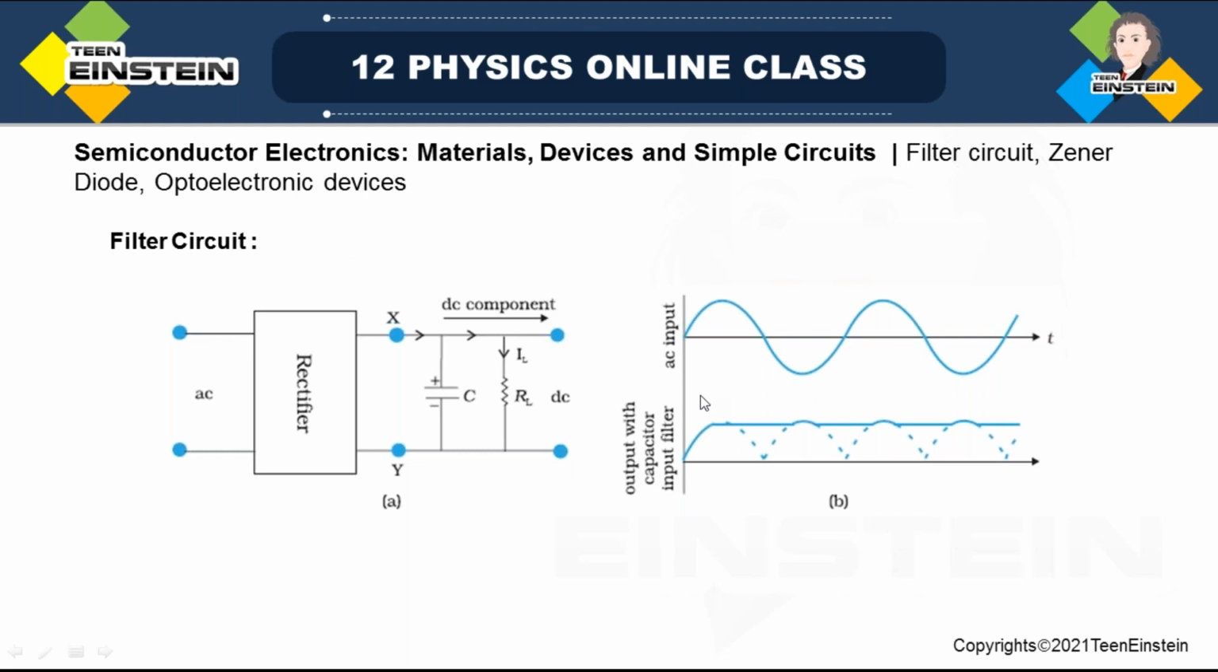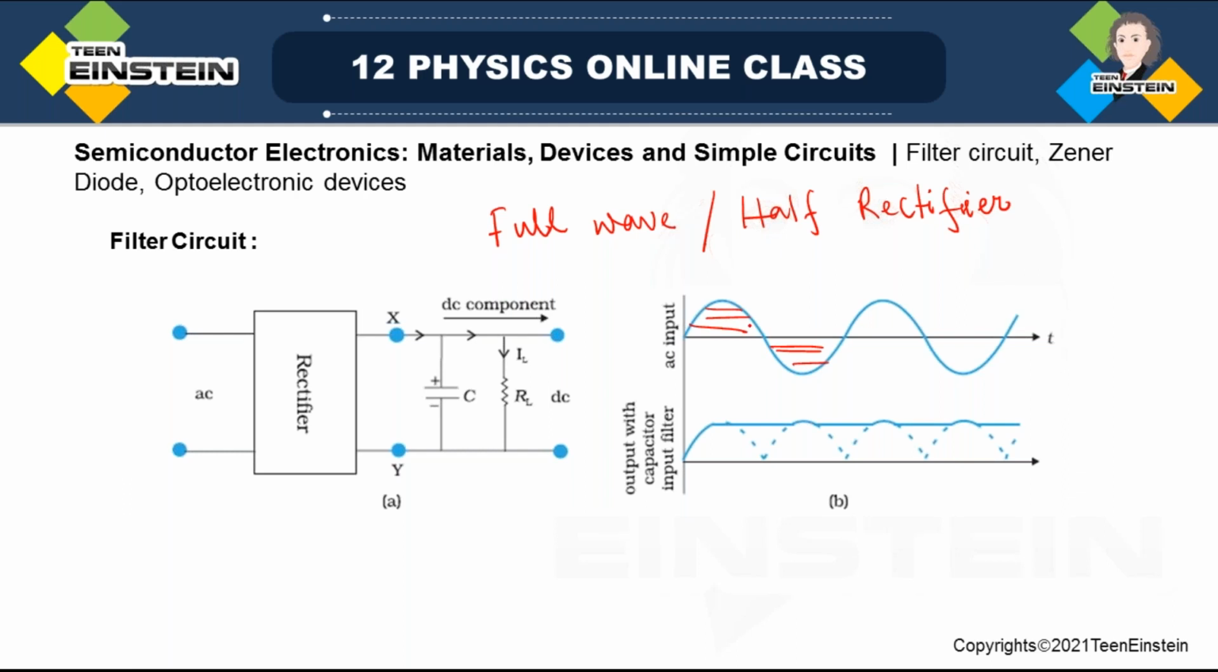So, in the previous class, if you remember, we had discussed the full wave rectifier and the half wave rectifier. Rectification means converting an AC signal to a DC signal. Suppose this is an AC signal. An AC signal has both positive values and negative values, and that will repeat periodically. That is actually an AC signal.